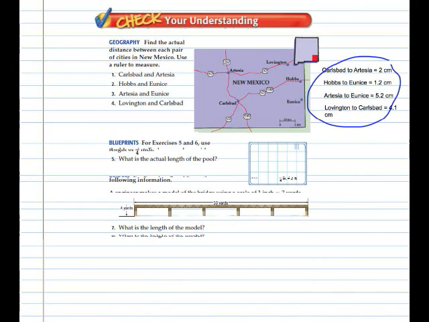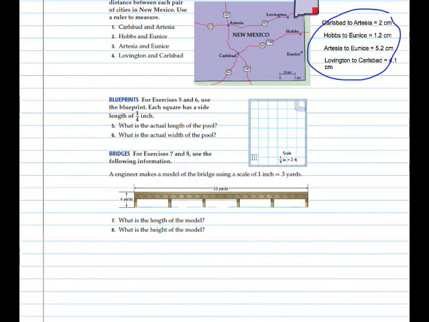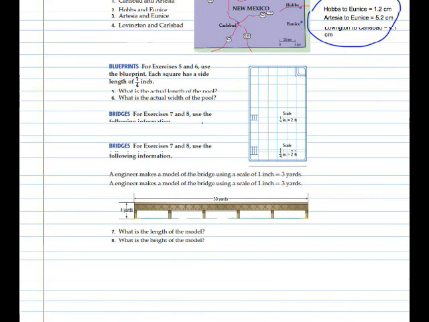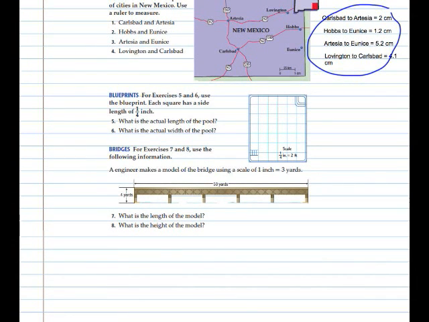Find the actual distance between each pair of cities in New Mexico. Use a ruler to measure. Well, we've done that over here. We're going to simply move those down here and do these calculations. We're going to use this ratio each time: 1 centimeter equals 25 kilometers. As you can see, that's the scale on our map here.